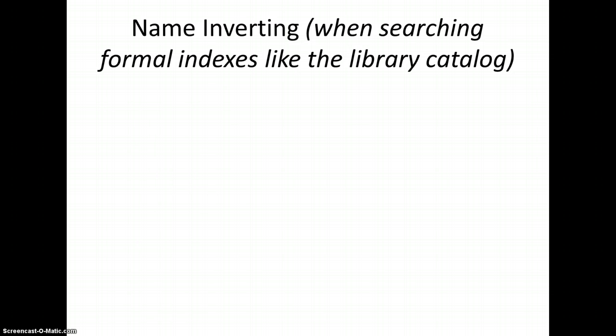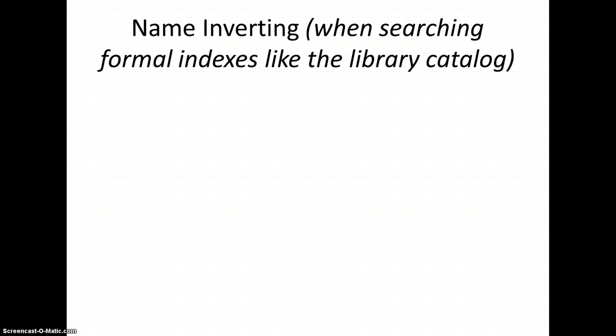Tip number 3, name inverting. When you're searching formal indexes like the author and subject fields in the library catalog, people's names are usually inverted. That is, entered backwards as last name, first name. However, foreign names are not always inverted in the same way as we're used to with English names. To add to the confusion, different search systems may use different methods.